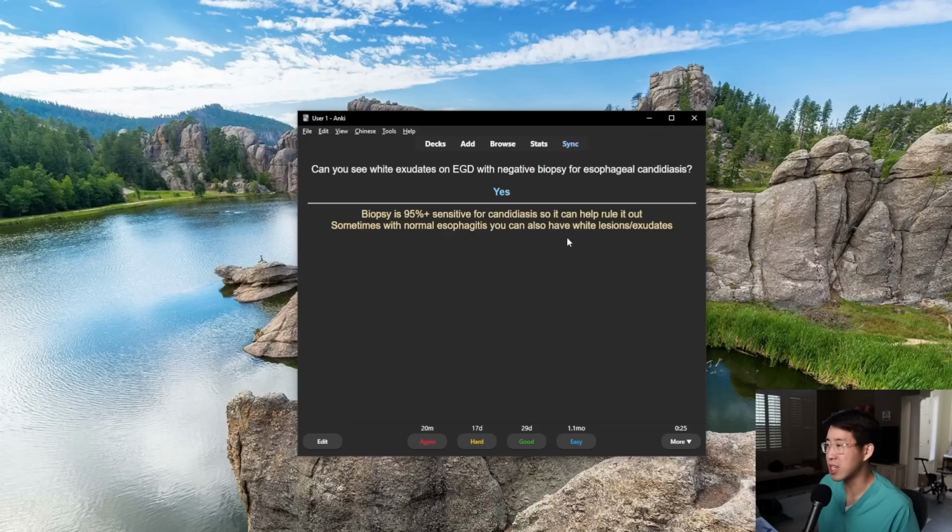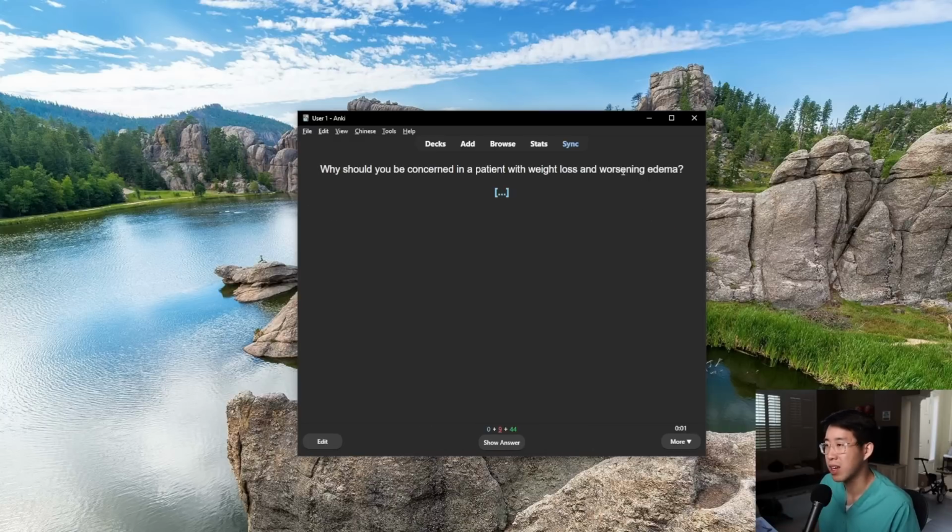The answer is actually no. The biopsy is very, very sensitive for diagnosing candidiasis. There are a lot of other causes, like normal esophagitis, where you can get white lesions and exudates. If you have a negative biopsy for candidiasis, then you can trust it. Basically, it's so accurate that you should be fine.